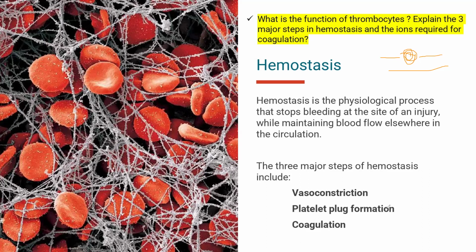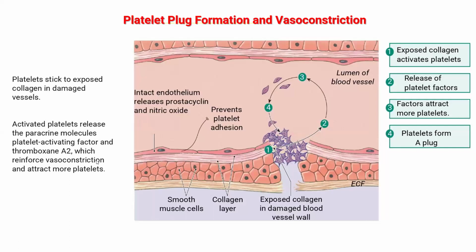Then platelet plug formation. Platelets will come together into this opened area and try to aggregate in order to form a primary plug to close this opening. And then the coagulation factors, or the coagulation cascade, will come to strengthen this plug which was formed by platelets, in order to seal this area completely. So platelet plug formation and vasoconstriction.